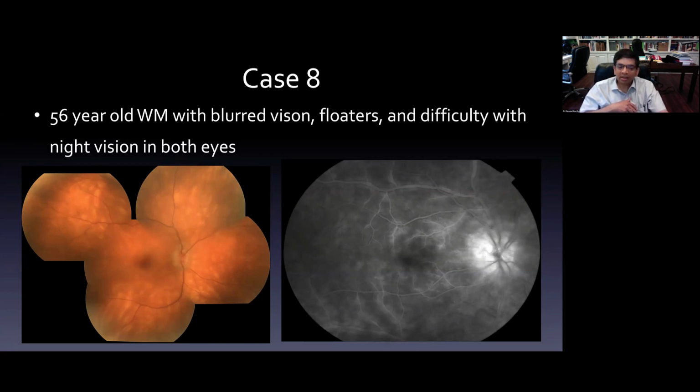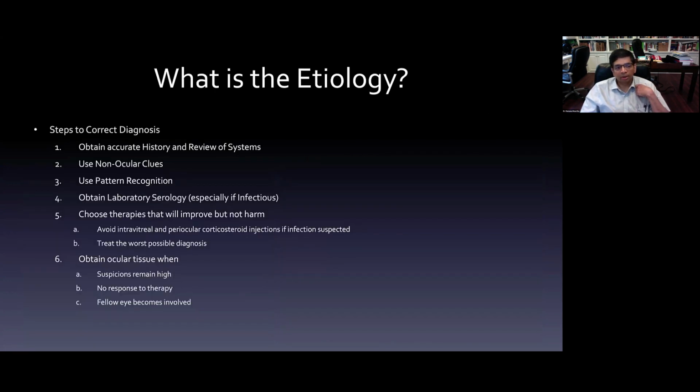There's hardly anything that looks like this that's bilateral on the clinical photographs. So when you're looking for the etiology, obtain an accurate history and review of systems, use non-ocular clues, develop a system of pattern recognition of what the disease looks like, obtain serology, especially if you think it's infectious, choose therapies that will improve but not harm the patient when you don't know the cause initially, and treat the worst possible diagnosis it can be.